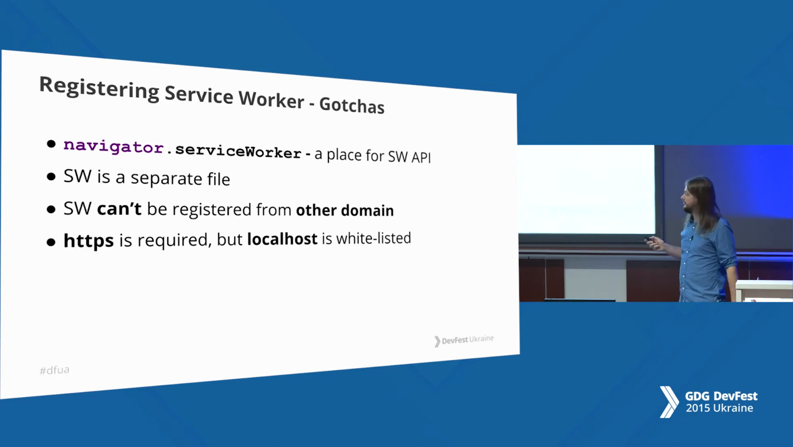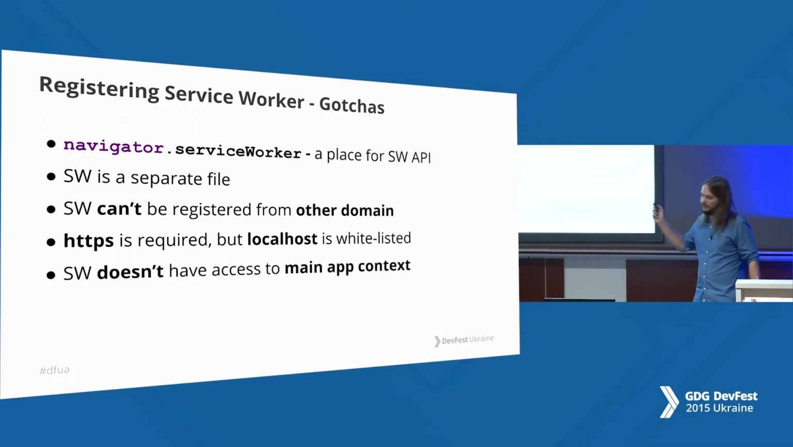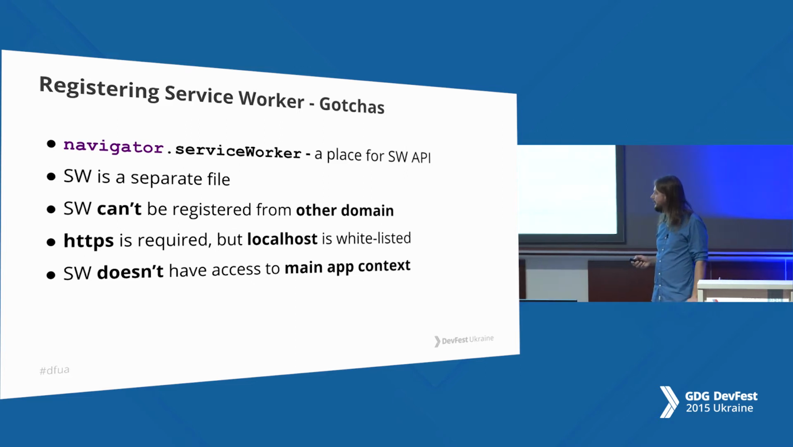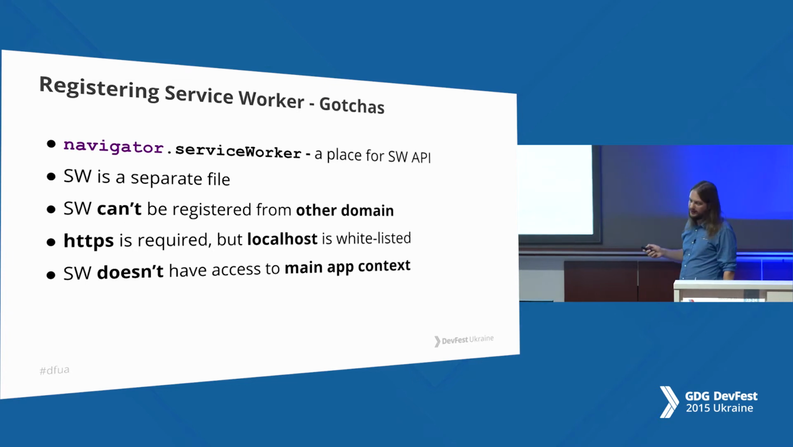And let's continue. This is also a very important point, that the service worker doesn't have access to the main app context. So it runs in its own context, and you can't interact with the app just by writing some code. Well, you can send some events, but to get access to the main app context from the service worker, you can't do it.